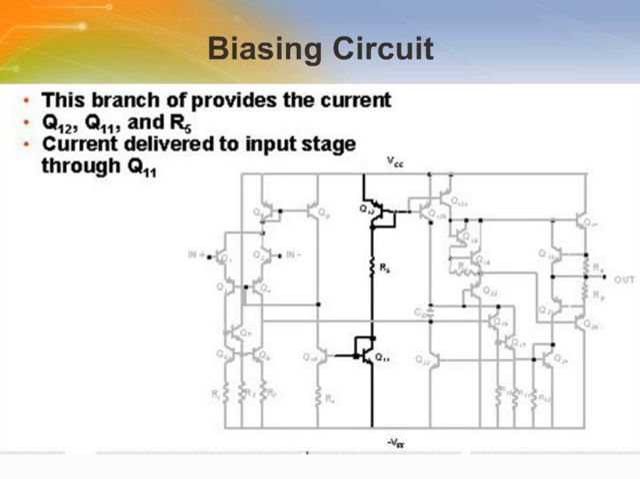The first part of the circuit is the biasing circuit of the amplifier. The biasing provides the device with the current that it needs for driving all of the transistors in it. For this particular design, the biasing branch consists of Q12, R5, and Q11. The current through R5 is equal to VCC minus VEE minus the 2 diode drops across Q12 and Q11, divided by the value of R5. This current is seen at the base of Q11.